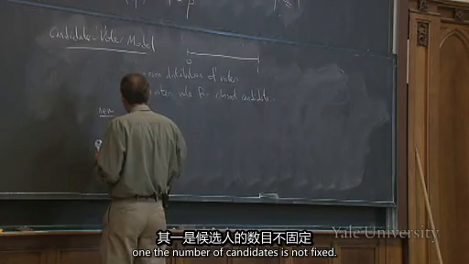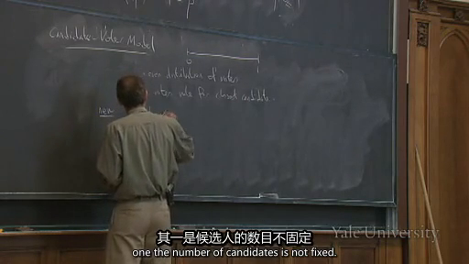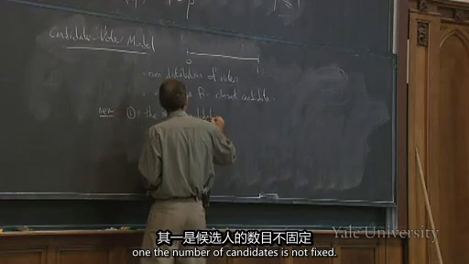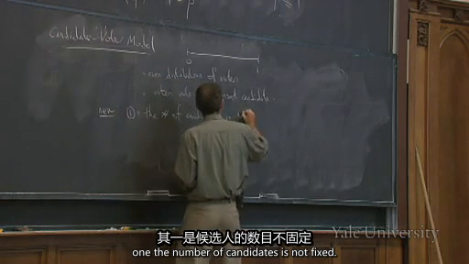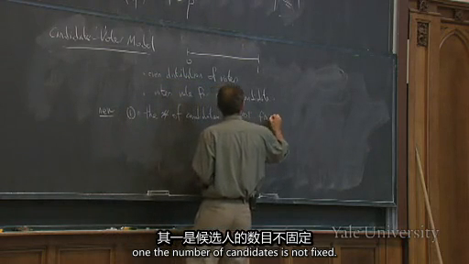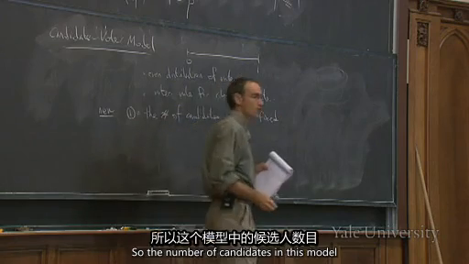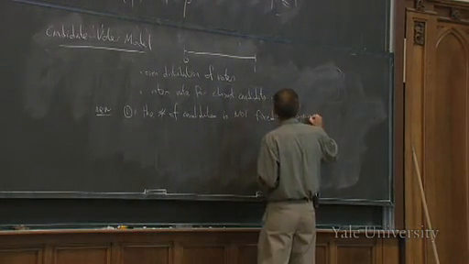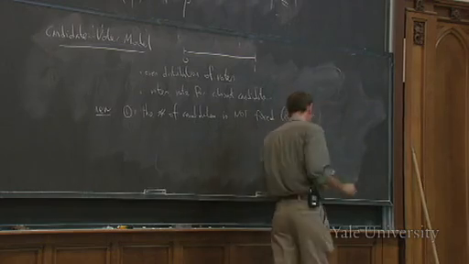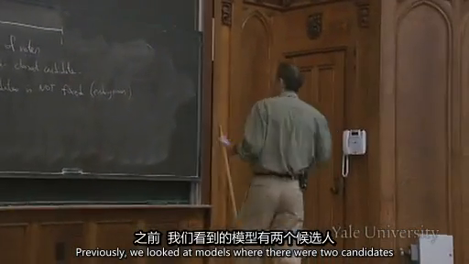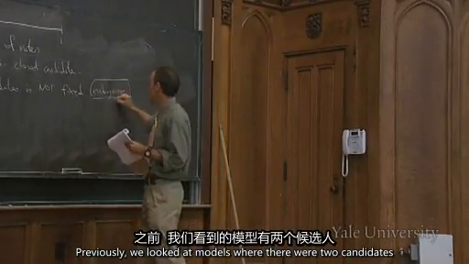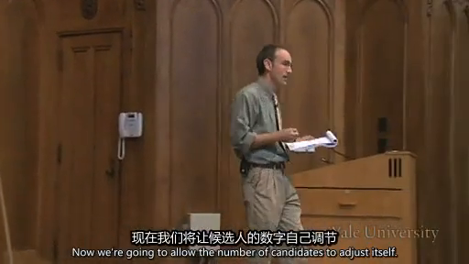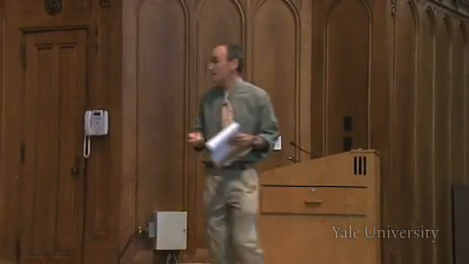So in particular, the new things here, two things. One, the number of candidates is not fixed. So the number of candidates in this model is going to be endogenous. Previously, we looked at models where there were 2 candidates, or on your homework assignment, 3 candidates. Now we're going to allow the number of candidates to adjust itself.